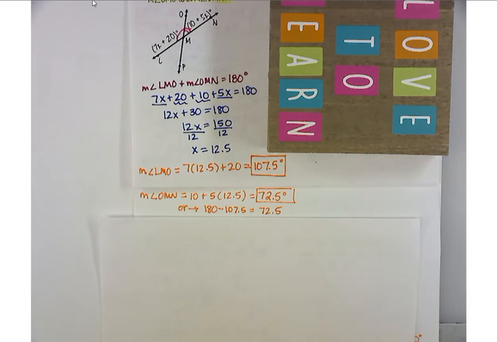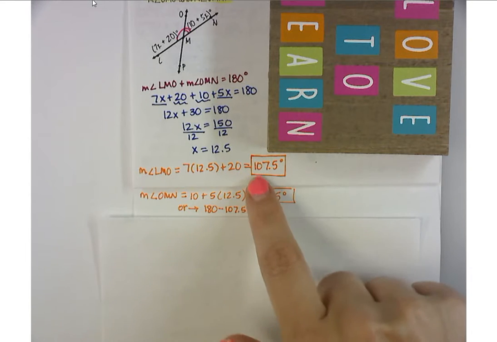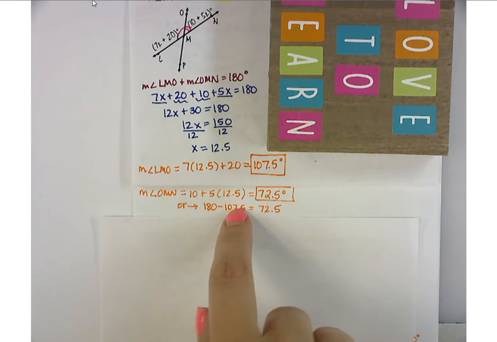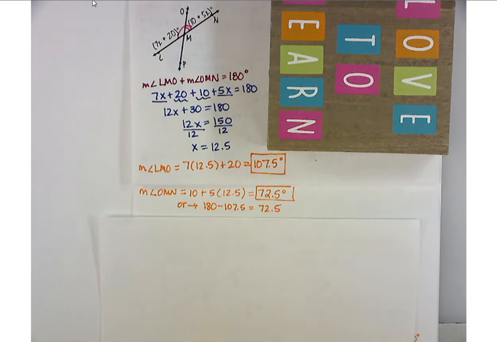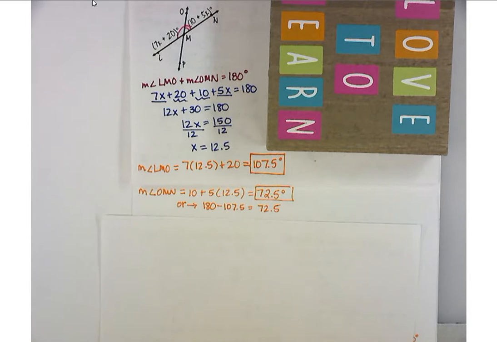The reason why I said on a test or quiz that I would do both is if you make a calculation error here and then just subtract, both of those answers would be incorrect. Okay, whereas if you double checked with substitution, then you might find your mistake.